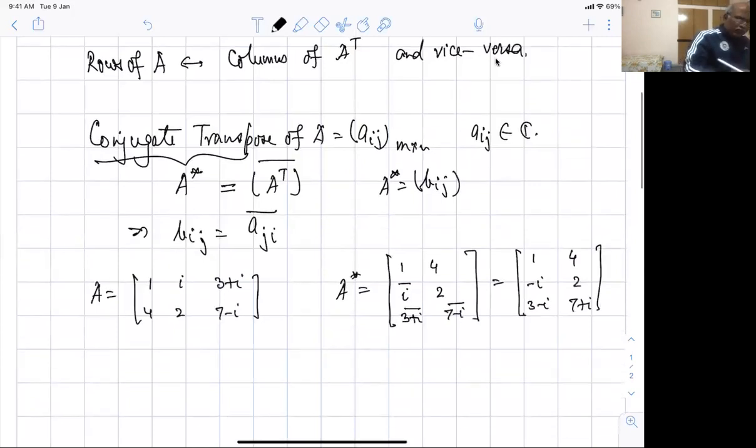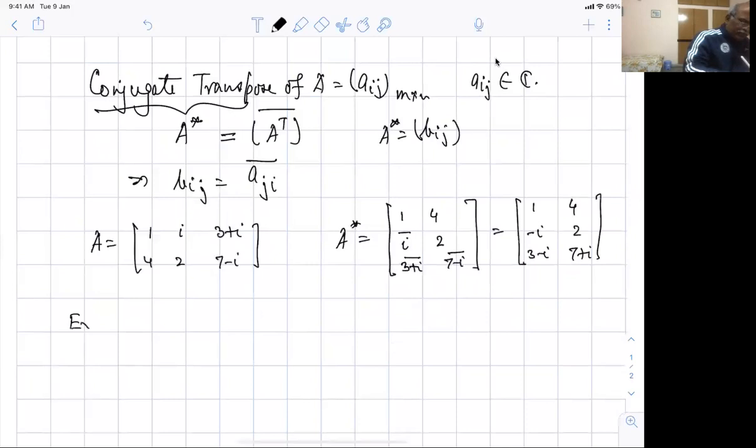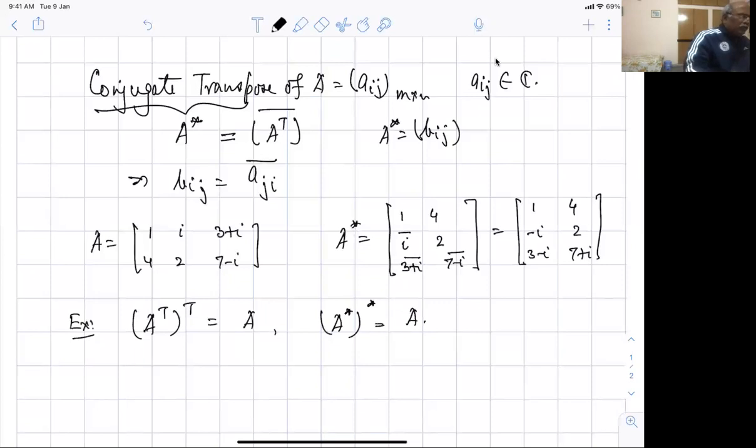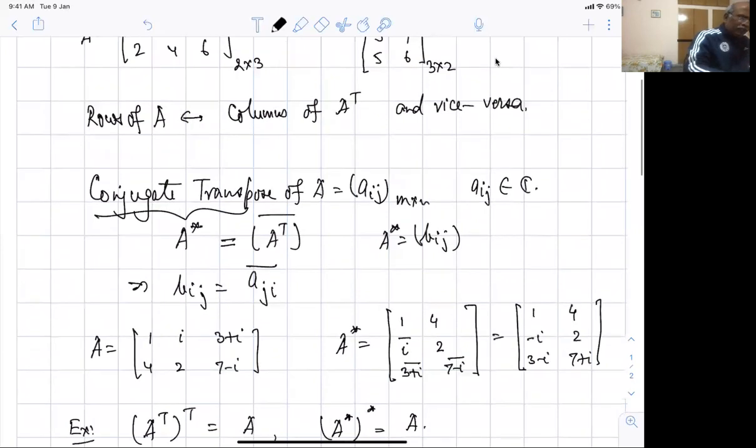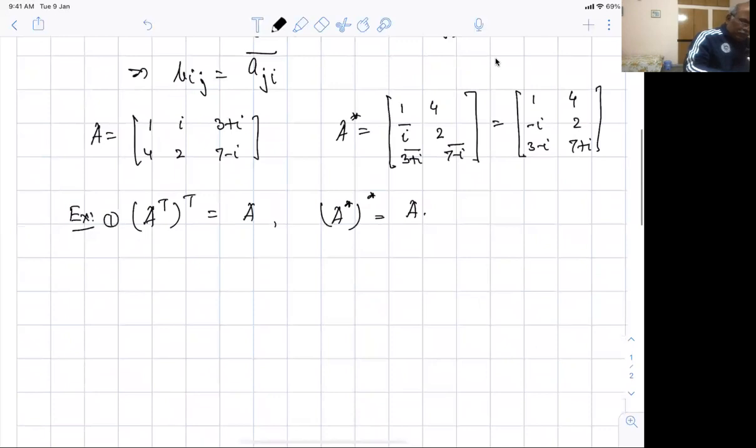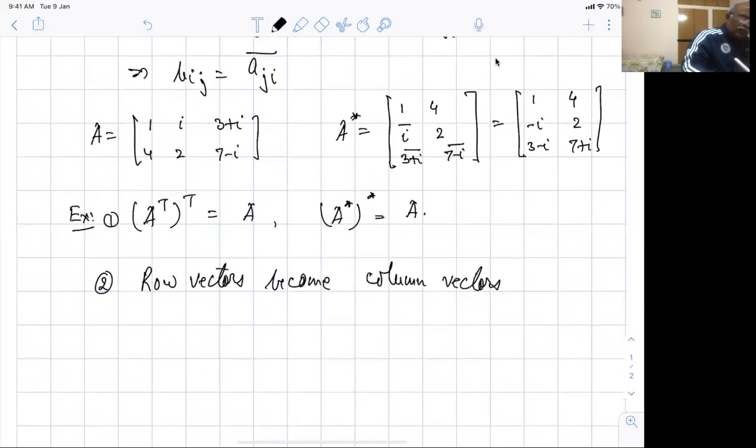So as an exercise, I would like you to prove that A transpose, transposed again, is the same as A, and similarly A star whole star is A itself. I would like you to verify this yourself, and try that now. What is more important here is, I've written that rows of A become columns of A transpose, and that implies that row vectors become column vectors and vice versa.